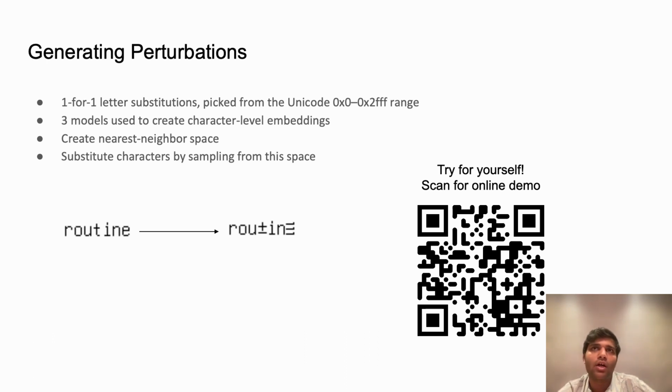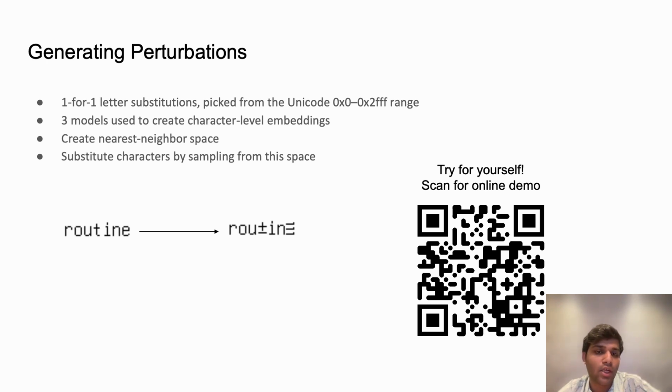And then the last step is to start sampling characters, which we do based on two parameters, n and k. So n is what fraction of characters do you want to substitute in a given letter, and k is, for each letter you substitute, what is the distance to the nearest neighbor, the kth nearest neighbor that you substitute that letter with. So this is how we generate perturbations.